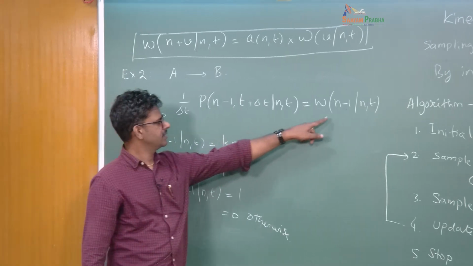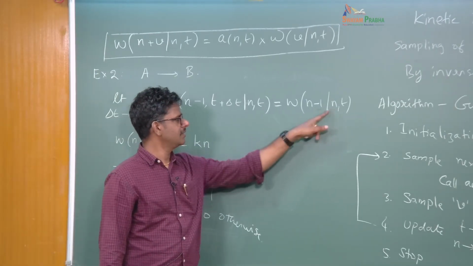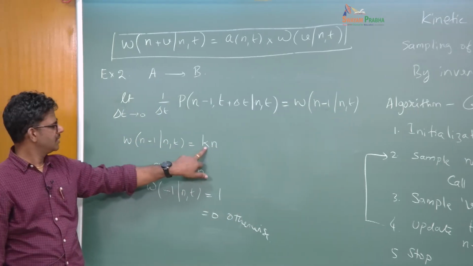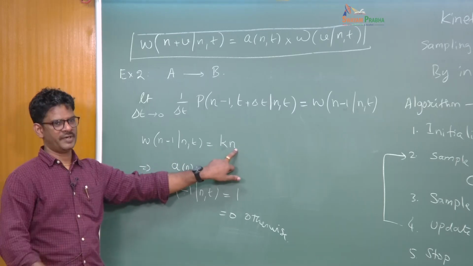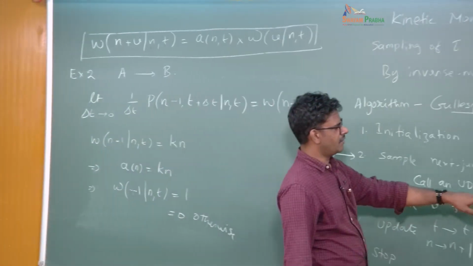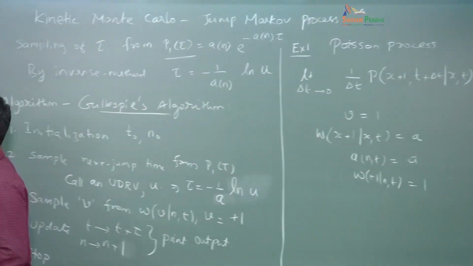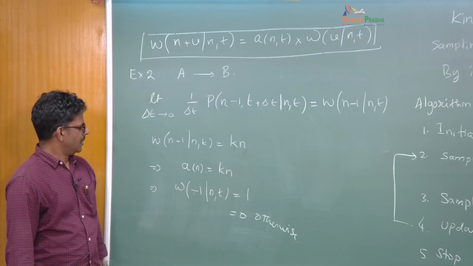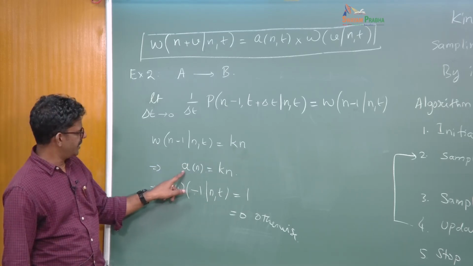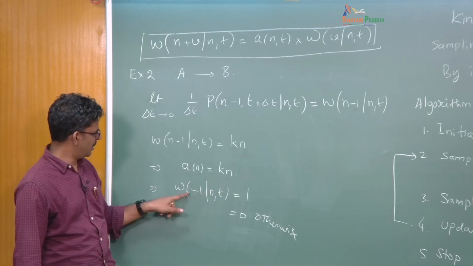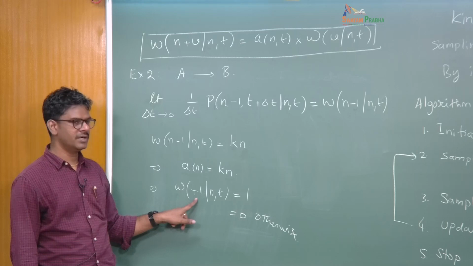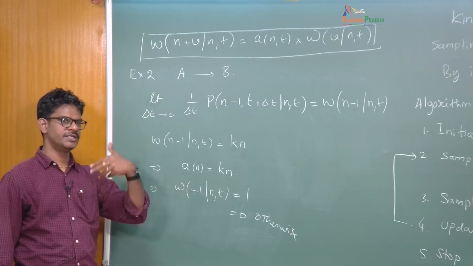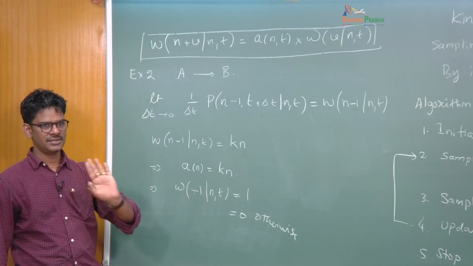So, at that rate, at n and t, it will only go to n minus 1. This rate can be written as the rate constant times the number of molecules of A at that particular time. Here I am going from a constant rate to one that depends on the current system behavior. So by matching the coefficients, we can say that A of n is nothing but Kn, and this omega is defined only for nu equal to minus 1 and 0 otherwise, because it cannot increase, and it cannot decrease by 2, because it's a single step reaction.